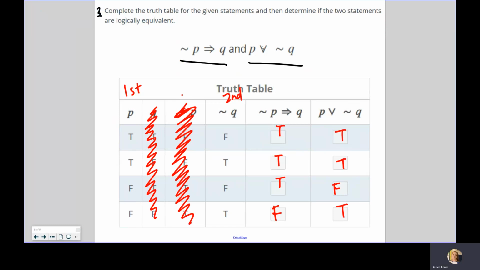All right, now the question is, use the given truth tables, complete the truth table for the given statements, then determine if the two statements are logically equivalent. So look at your last two columns. Those were the statements we were concerned with. Are those two columns exactly the same? Do they have exactly the same truth values in all situations? They don't, right? So they are not logically equivalent. That's all that means.